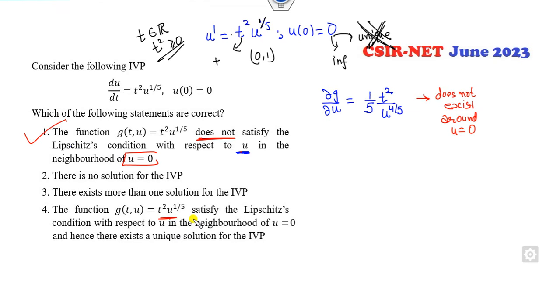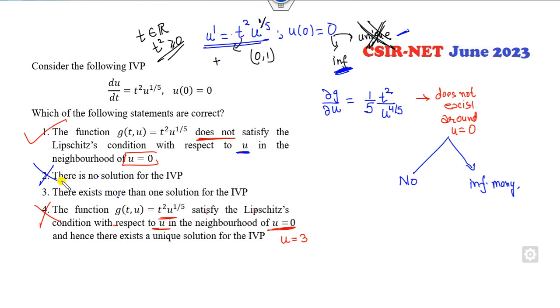Look at this one. It satisfies the Lipschitz condition with respect to u around u is equal to 0. This option is cancelled. If this problem said around u is equal to 3, then this would be the correct option. Now if the Lipschitz condition does not satisfy, then you have two cases: either no solution or infinitely many solutions. But clearly, from this differential equation, we will get either infinitely many solutions or a unique solution.